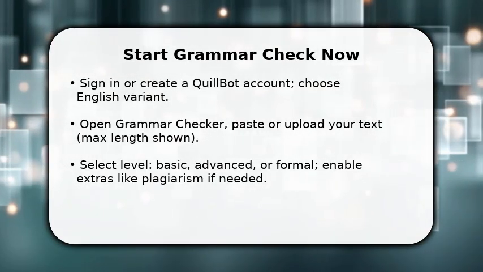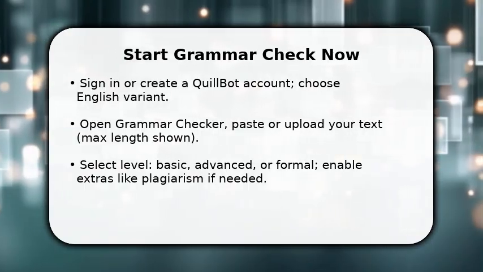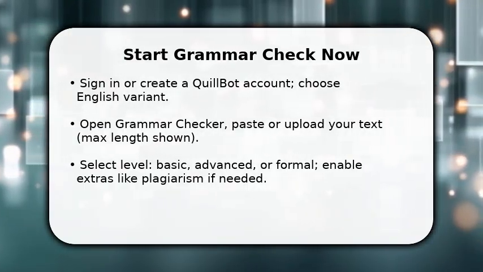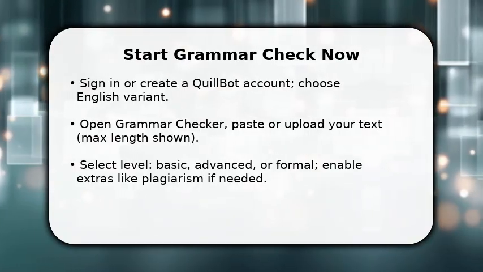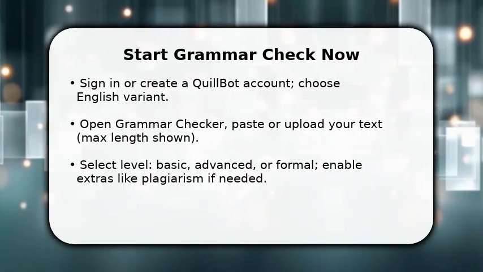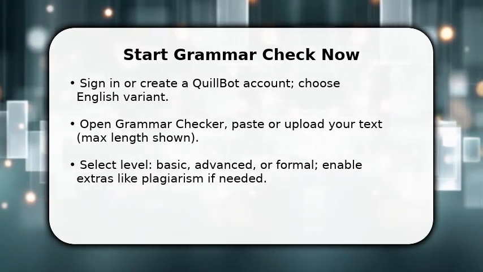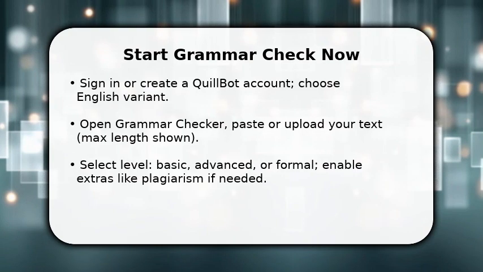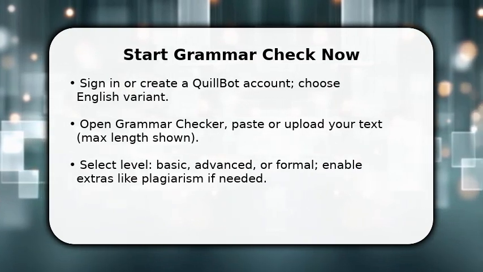Once done, choose a checking level, basic for quick fixes or advanced for deeper edits, and toggle extras like punctuation normalization. Make sure you set the target audience or formality so corrections match intent. This gets you from 0 to ready in seconds and primes the tool to suggest relevant changes.